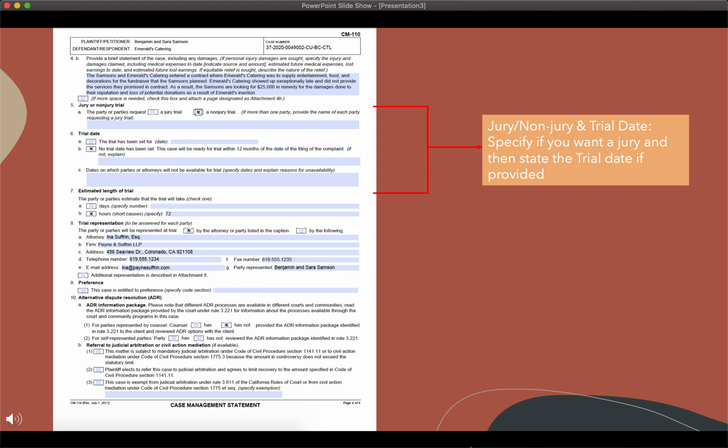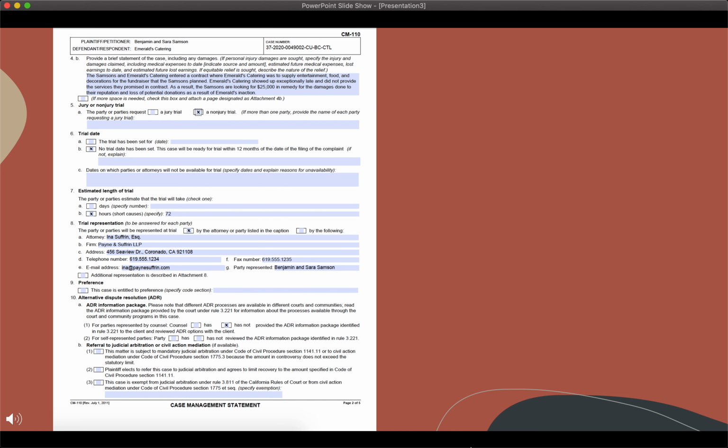If you chose C, you would indicate the days or dates the parties or attorneys are not available. In our case, just for fun, I stated that the parties and attorneys would not be available December 25th, 2020 because it's Christmas. Next, we have section 7, which is the estimated length of trial. Here you would indicate how long you believe the trial would take.